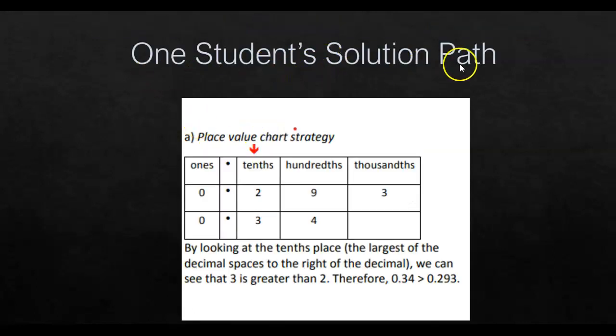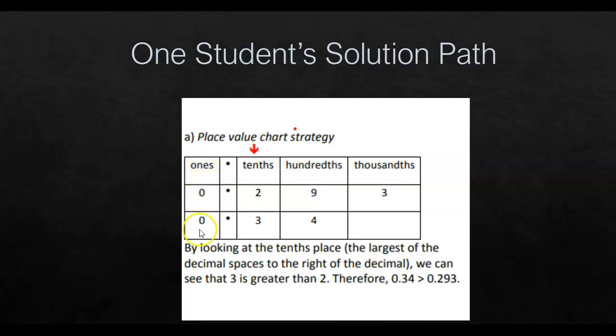This is one student's solution path. They used a place value chart strategy, and this is what I recommend that my students use and what I think is easier. You line both decimals up by writing them vertically, one on top of another, and then you go from left to right looking at the place values.